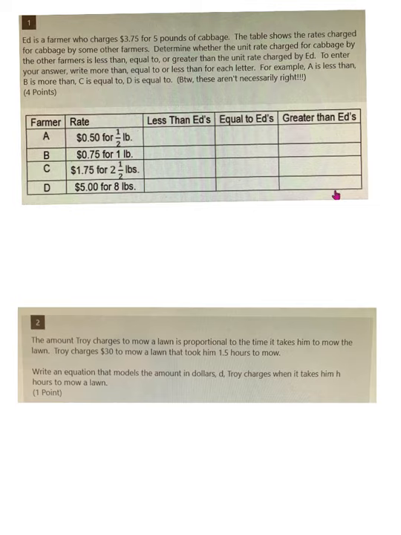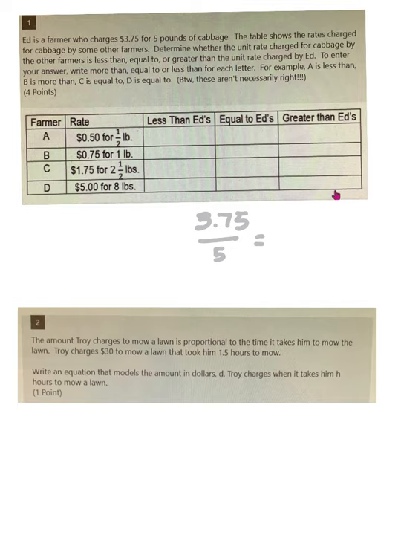This very first problem deals with unit rate and being able to compare unit rate. They tell you that Ed is a farmer who charges $3.75 for 5 pounds of cabbage. So you're going to need to know his unit rate. His unit rate can be found by taking $3.75 and dividing it by 5.